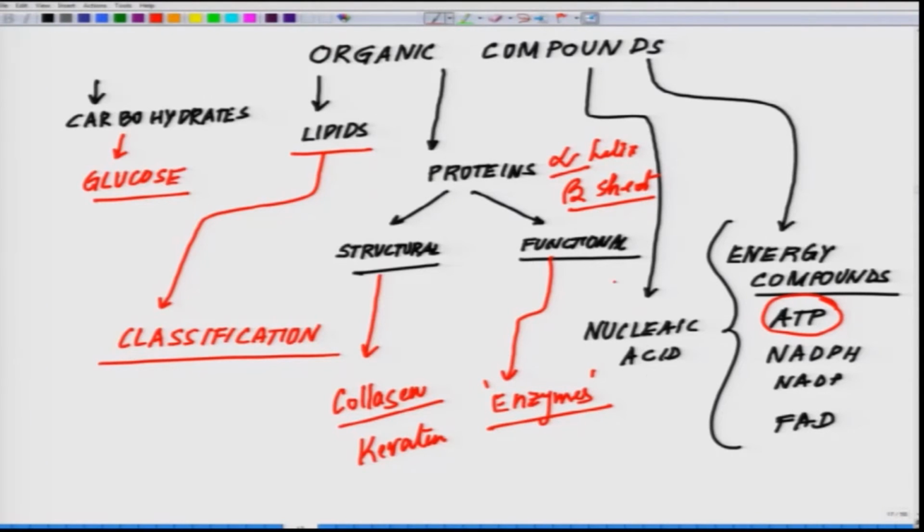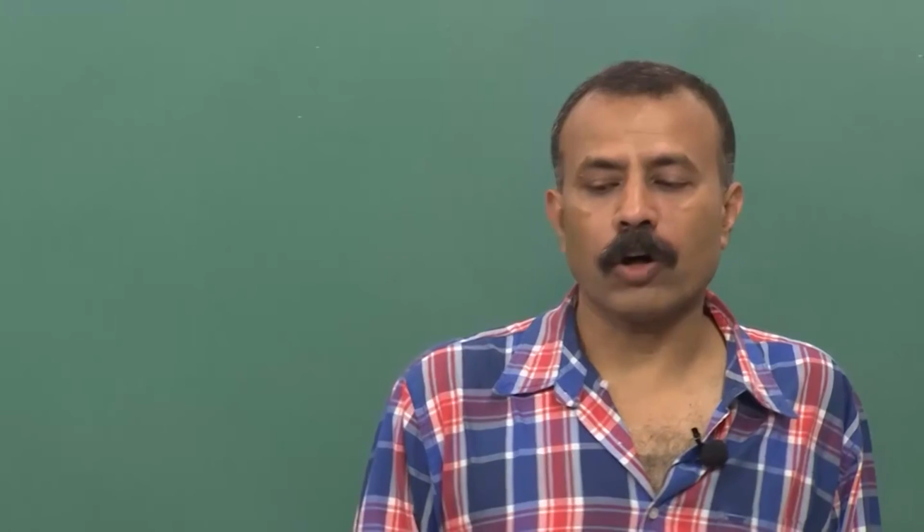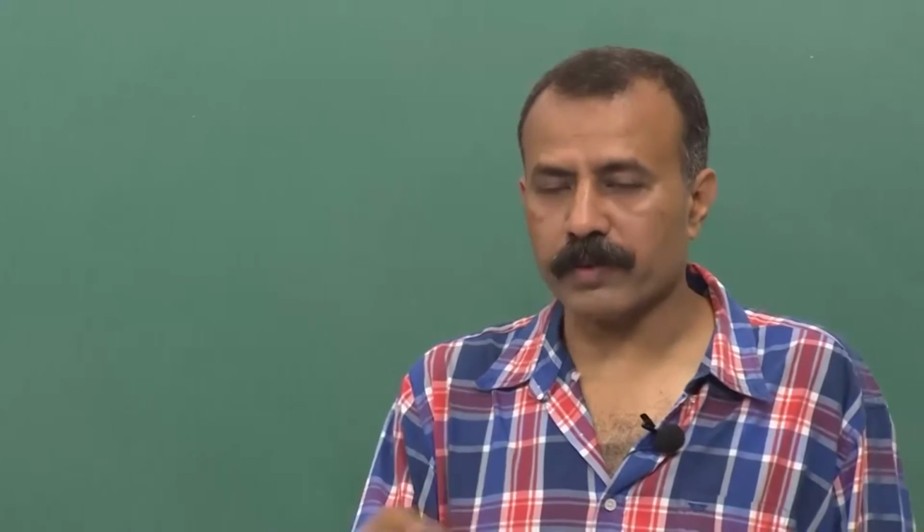Then we will talk about the nucleic acids. What you need to know are the RNA and the DNA, and the energy compounds and where they are involved. And when we talk about the energy compounds, we come to the very next slide about the different cell organelles where all these different kinds of molecules are concentrated.